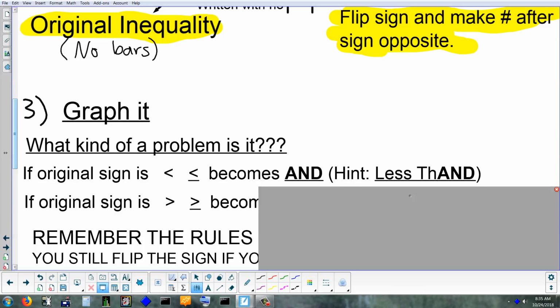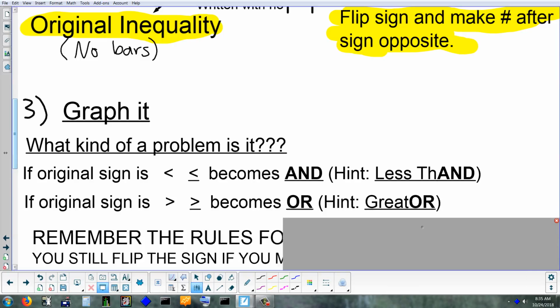Alright? Then we got, what's this sign? Greater than or equal to. So, what type of problem do you think it's going to become if you have that in the original sign? Or, right? And like Mr. Hager said in the warm-up, it'll become a great or. So less than becomes an and, great or, the problem becomes an or. You have to go back and look at the sign in the original equation.